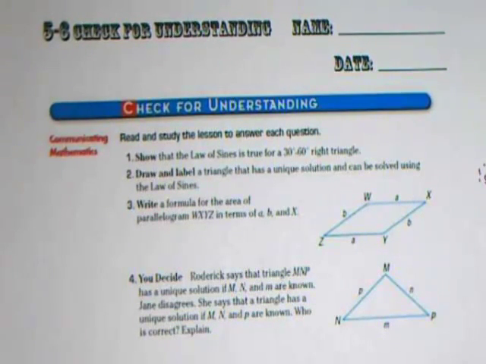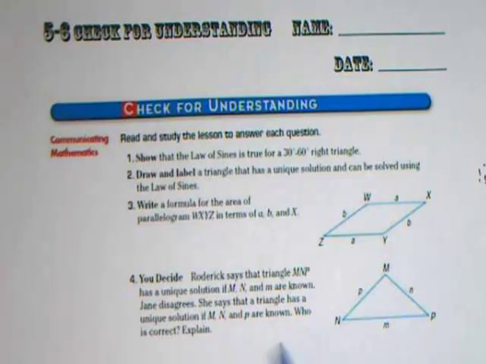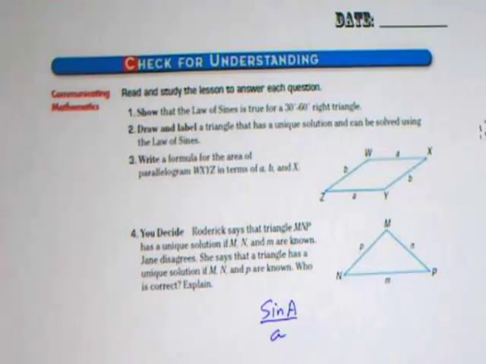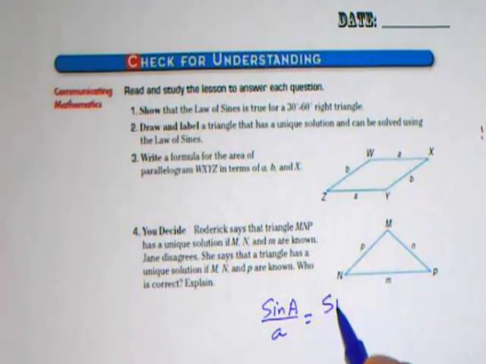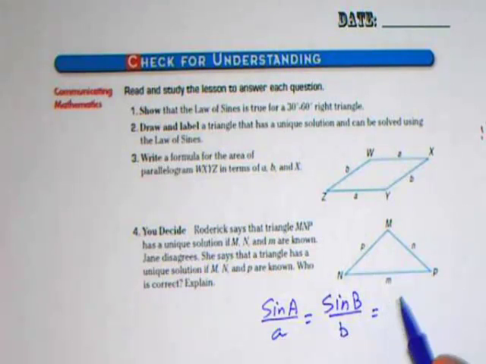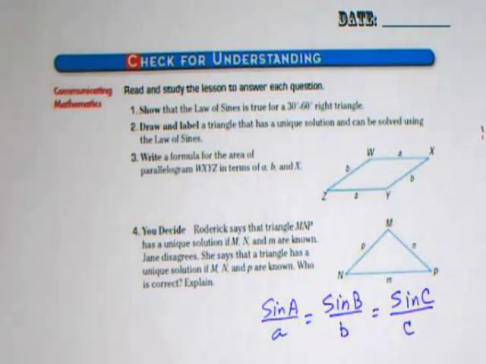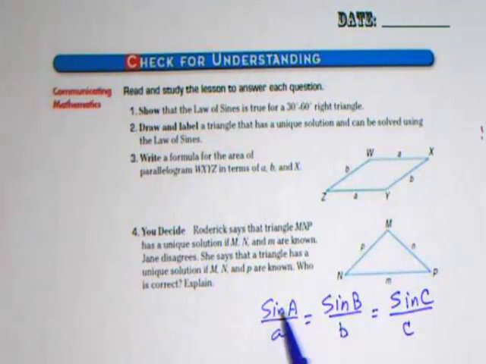Now, the law of sines says that the sine of an angle over its opposite side is equal to the sine of another angle in the triangle over its opposite side, and that's equal to the sine of the third angle in the triangle over its opposite side. So given any three of these, you can use the ratio and cross multiply and find the other part. So this works for all triangles.